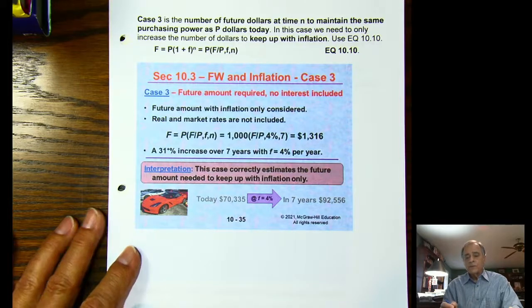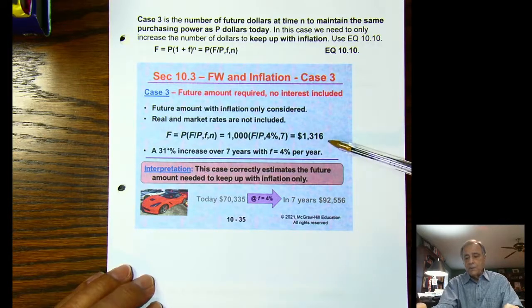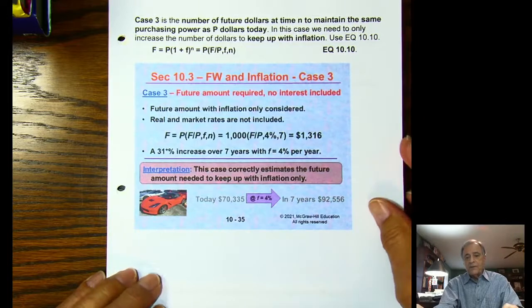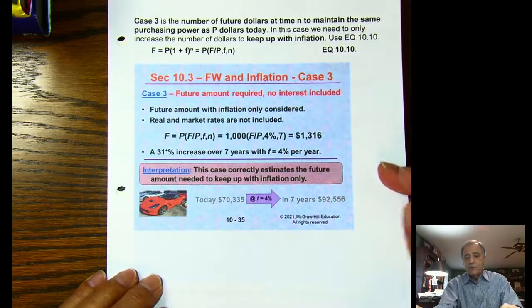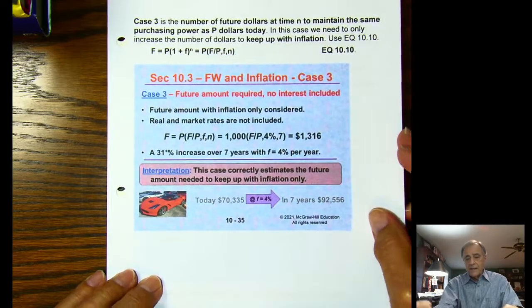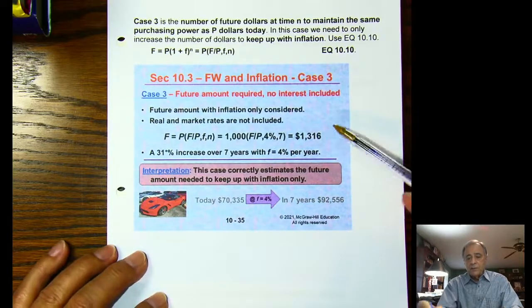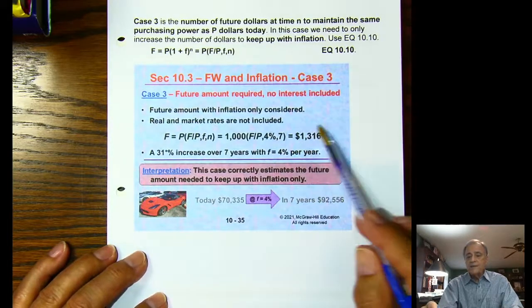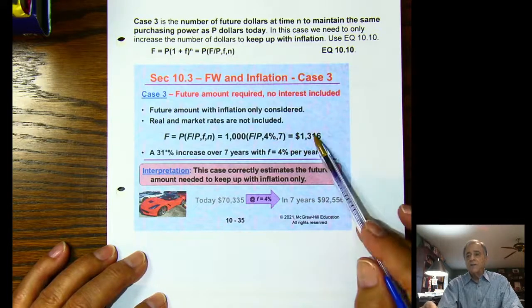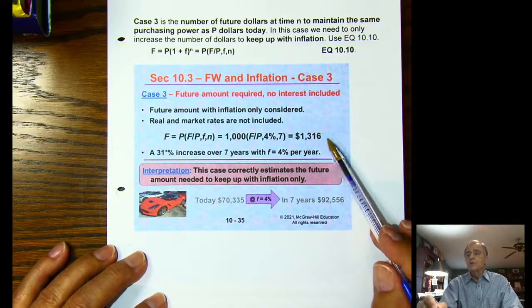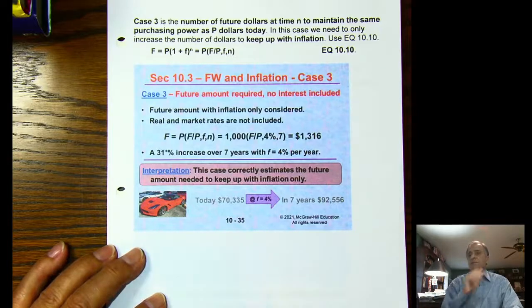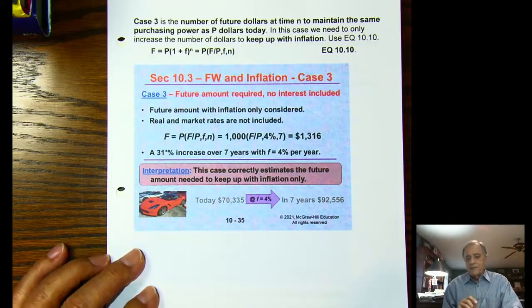and he gets $1,316. So if you were to invest your money at 4%, you would have more money at time 7. You'd have this many dollars, but that many dollars would buy the same number of goods and services at time 7 that $1,000 will buy now. That's what that means.